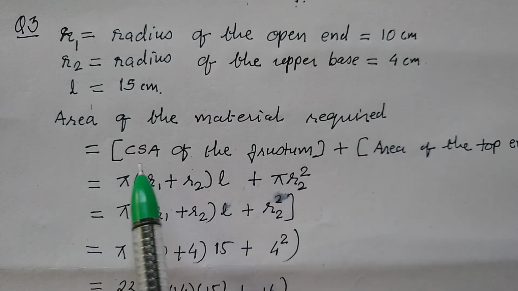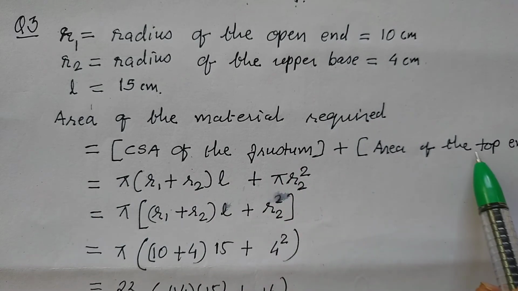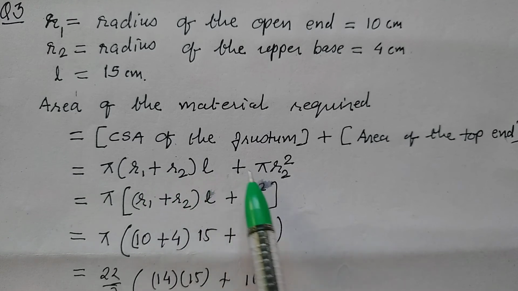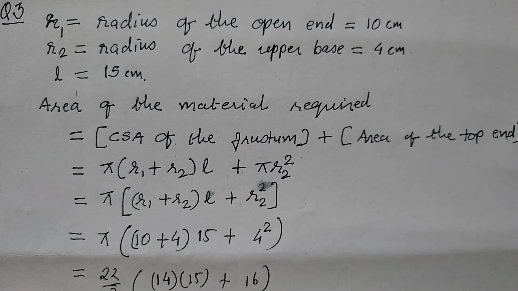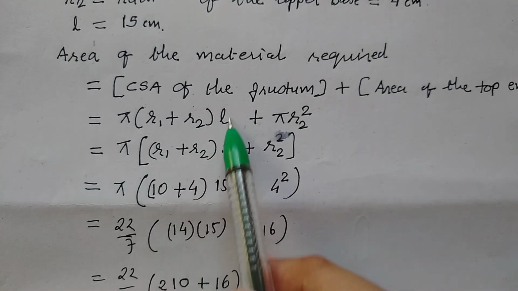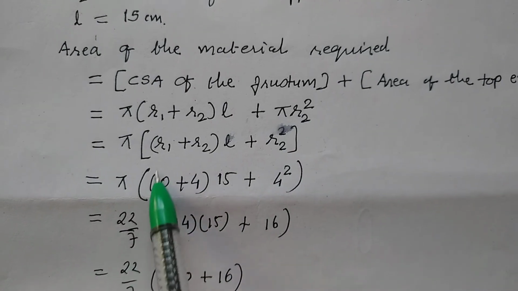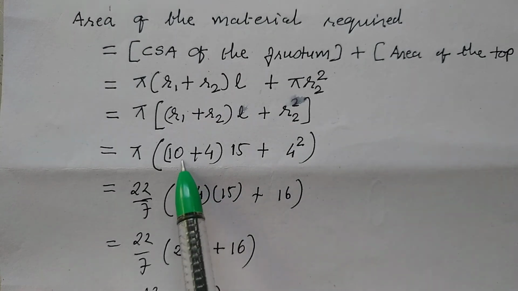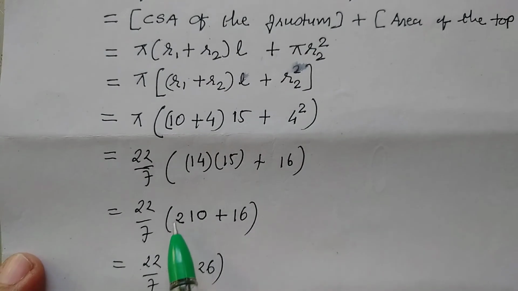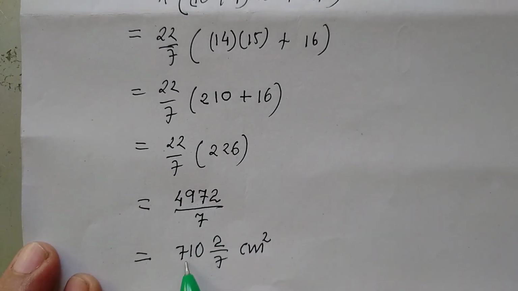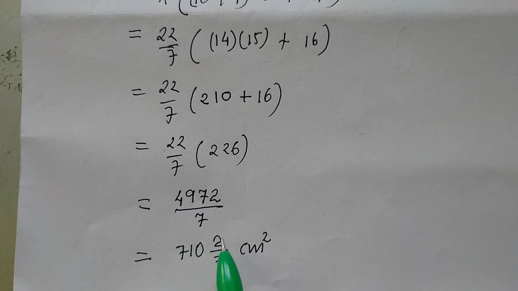Area of the material required means CSA of the frustum plus area of the top end: pi (R1 plus R2) L plus pi R2 square. Now children, pi is common: pi [(R1 plus R2) L plus R2 square]. Put the values, children. (10 plus 4) into 15 plus 4 square. 14 into 15 plus 16, 210 plus 16, 226. Multiply this, divide by 7. So 710 by 7 centimeter square.